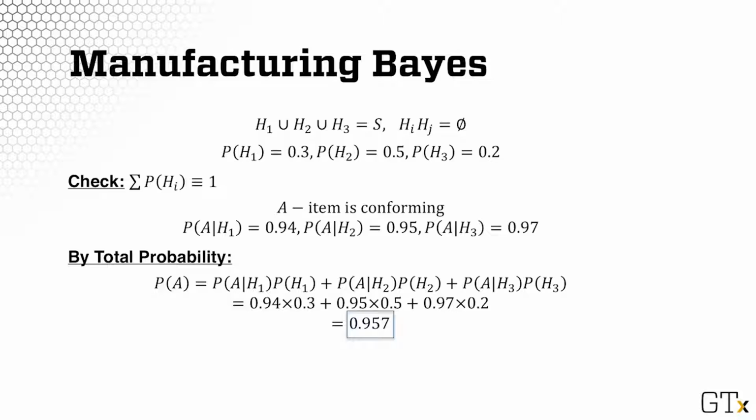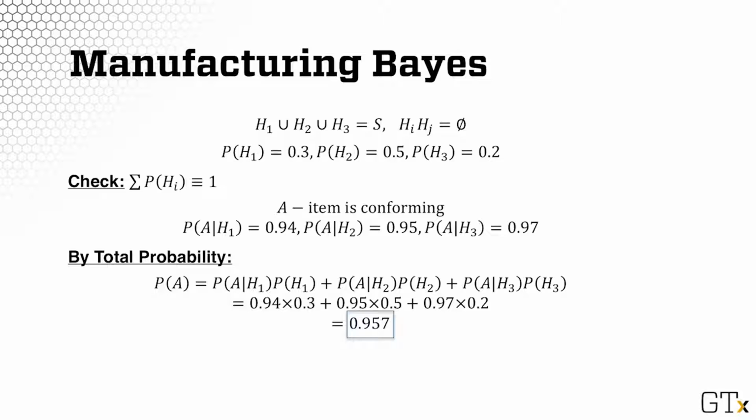Are these events, hypotheses, exclusive? Yes. One item cannot be produced on two machines. It is produced on a single machine. Do you know the probabilities of these hypotheses? Yes, you do. The probability of hypothesis H1 is 0.3 because 30% of all items are produced on that machine, 0.5 for the second and 0.2 for the third machine.